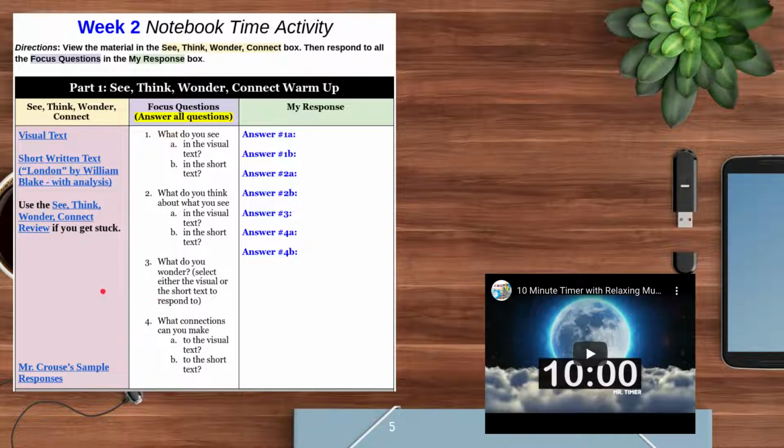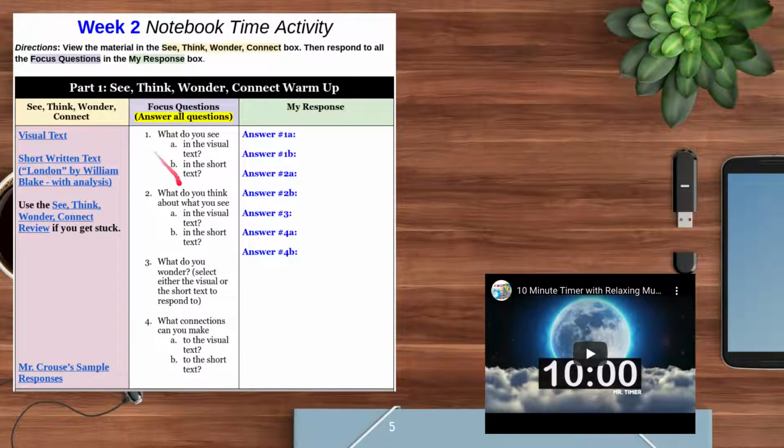This is going to be a little bit difficult, so I want to show you how to do each part, okay? You're going to be looking at a visual text, which is a picture, and you're going to read a short written text, a poem called London by William Blake, and it also has some analysis. As you do that, you're going to be answering these questions.